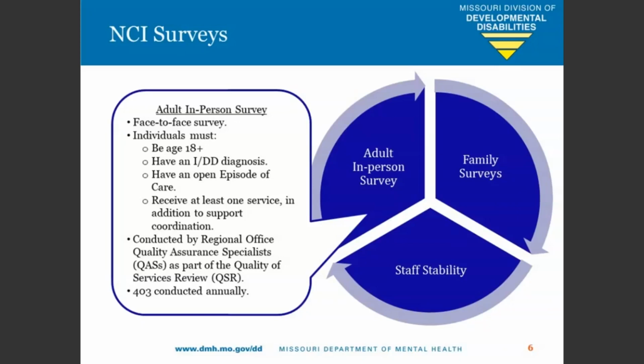We conduct 430 of these surveys every year. We must conduct at least 400 to be included in NCI's national benchmarking and reporting. So if we don't meet that number, NCI doesn't even take the time to analyze our data because we don't have enough surveys.